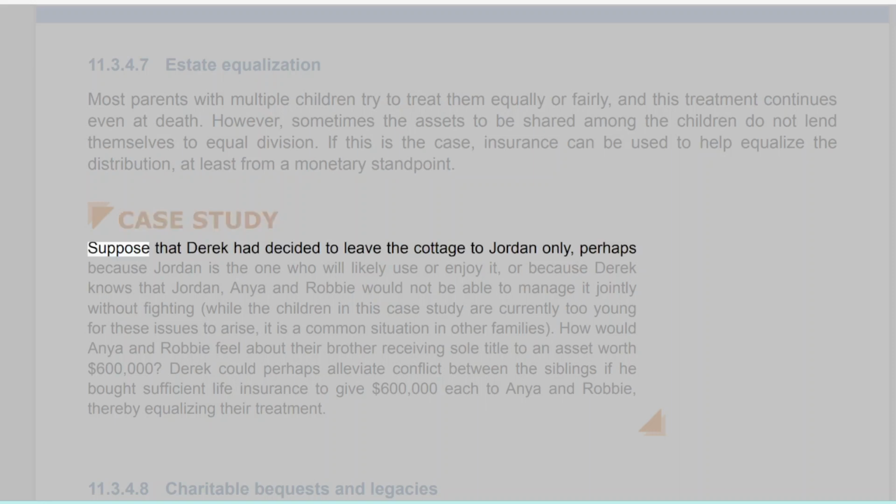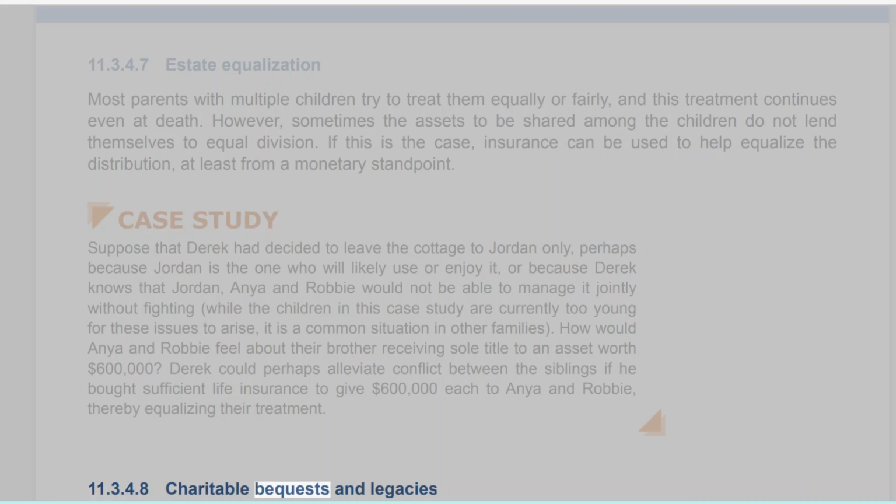Case study. Suppose that Derek had decided to leave the cottage to Jordan only, perhaps because Jordan is the one who will likely use or enjoy it, or because Derek knows that Jordan, Anya, and Robbie would not be able to manage it jointly without fighting. While the children in this case study are currently too young for these issues to arise, it is a common situation in other families. How would Anya and Robbie feel about their brother receiving sole title to an asset worth $600,000? Derek could perhaps alleviate conflict between the siblings if he bought sufficient life insurance to give $600,000 each to Anya and Robbie, thereby equalizing their treatment.